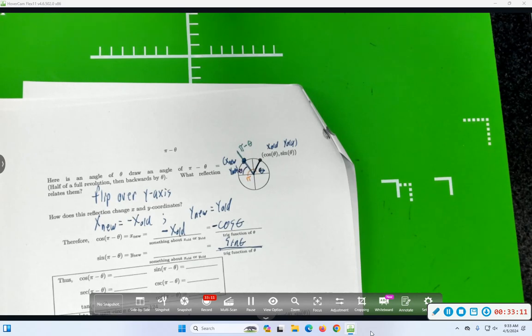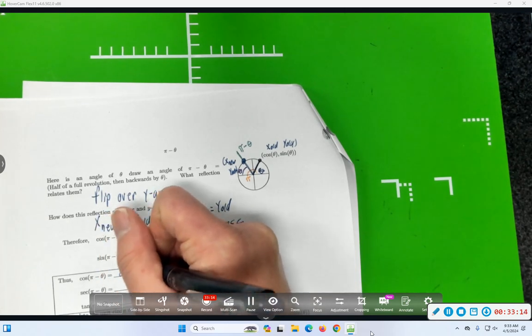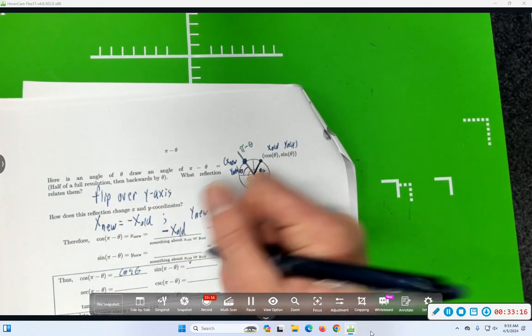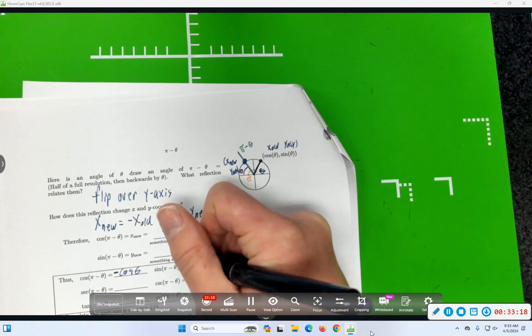Anyway, so we know what cosine of pi minus theta is. It is negative the cosine of theta. Sine of pi minus theta is, nope, the same as sine of theta. I did it again.